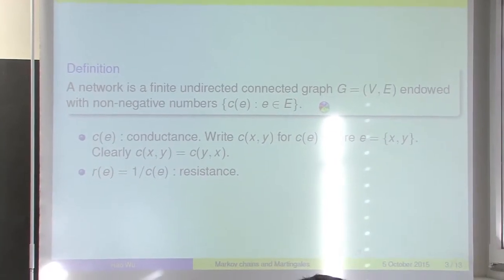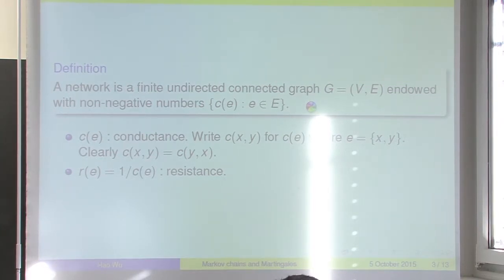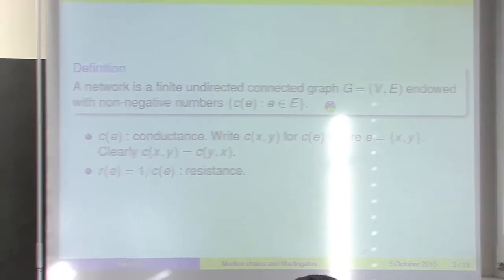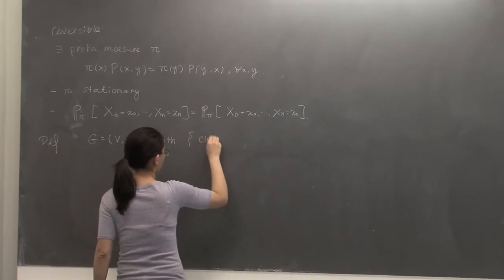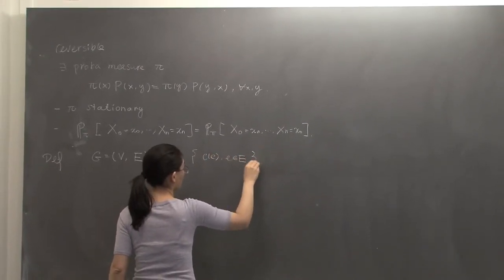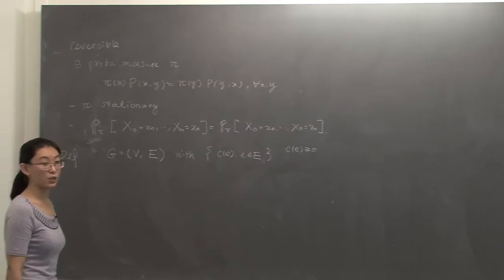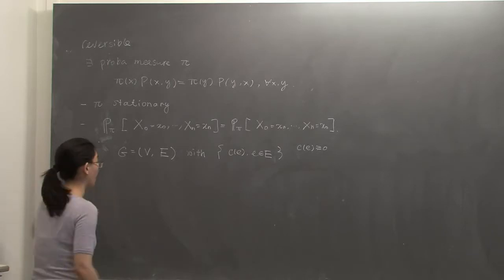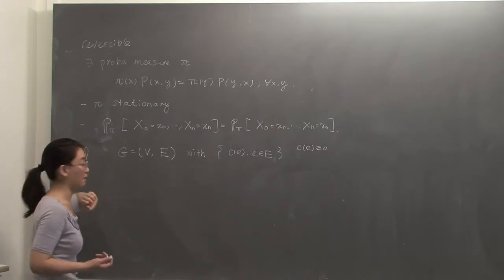Okay, so network. A network is just a graph. It's an undirected connected graph, G, where V is the set of vertices, E is the set of edges. And it is a network, so there's more than a graph. A network is a graph with a collection of non-negative numbers. On each edge, there is a non-negative real number, c_e. So a network is just a graph with this collection of non-negative numbers.